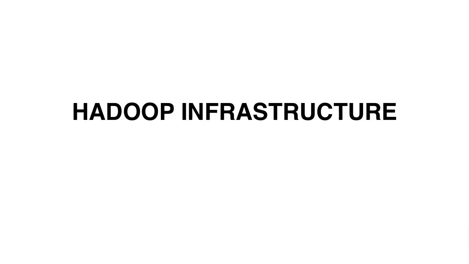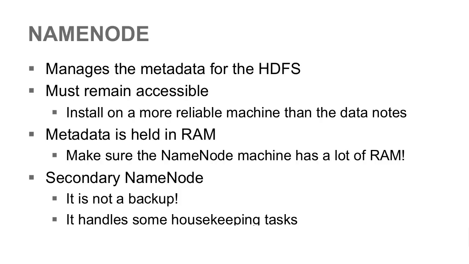We are going to explore the key elements of the Hadoop infrastructure. First, we have name node. The primary purpose of the name node is to manage the metadata for the HDFS. Now, considering that no processing on a Hadoop cluster will happen without HDFS working properly, one of the key tasks for the name node is to remain accessible. And that would naturally lead us to install it on a machine that should be more reliable than the nodes on which we are doing the processing. The metadata, which is the information about our files, is held in RAM. And this is why the machines that are running the name node should have a lot of RAM.